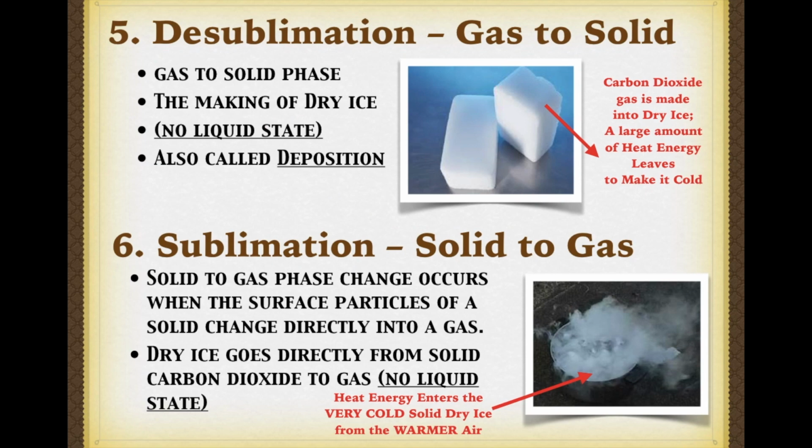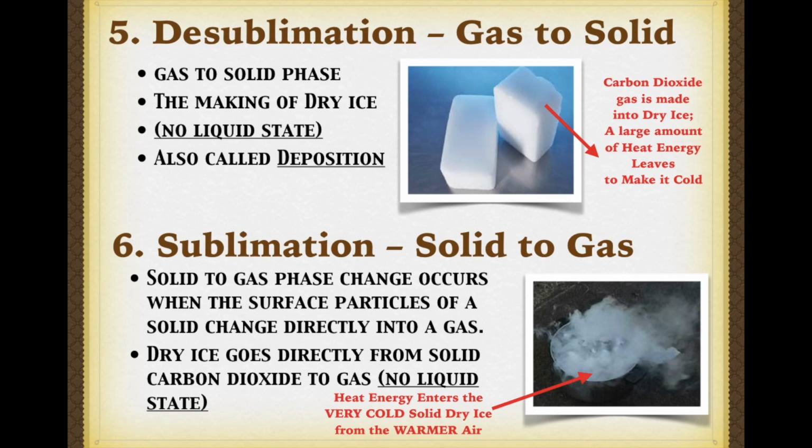Then we have desublimation and sublimation. Desublimation is gas to solid. That's the making of dry ice. It's also called deposition. So in a different resource or different textbook, you might hear deposition. And then sublimation is when you buy dry ice and it goes from solid to gas. It has the little fog machine type of thing. So that's sublimation.